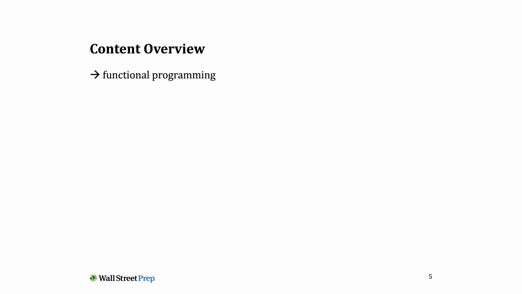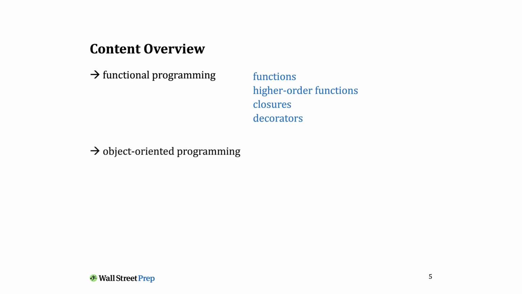Then we'll take a look at functional programming. Basically, what are functions? How do we write functions? Why do we write functions? We'll take a look at something called higher order functions, the fact that functions in Python are higher order functions, and we'll take a look at what that means. In context of that, we'll look at things called closures and decorators. So these become more advanced topics in functional programming, which we'll cover in this course.